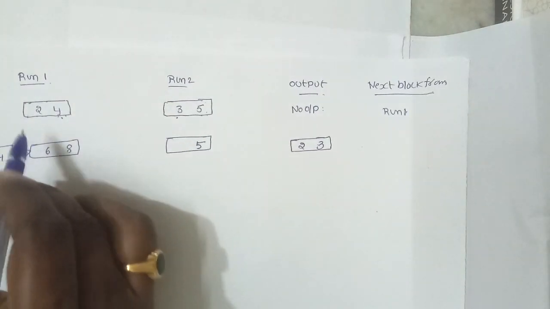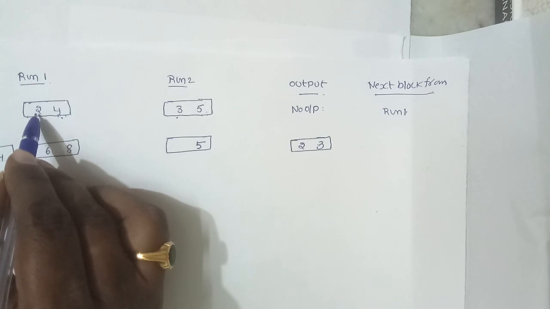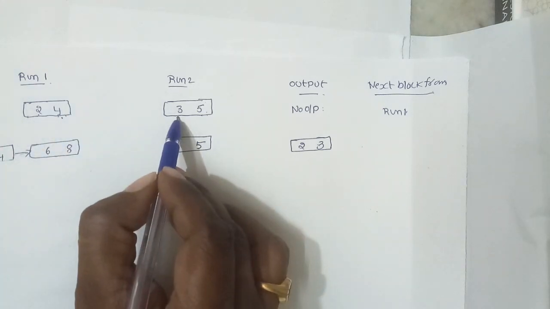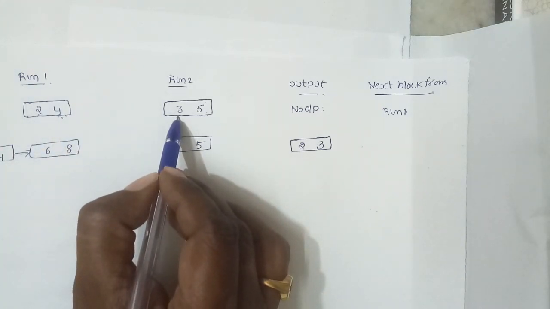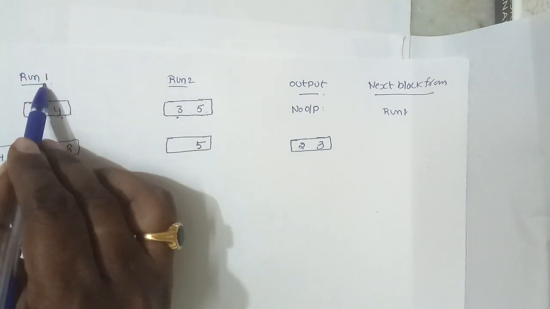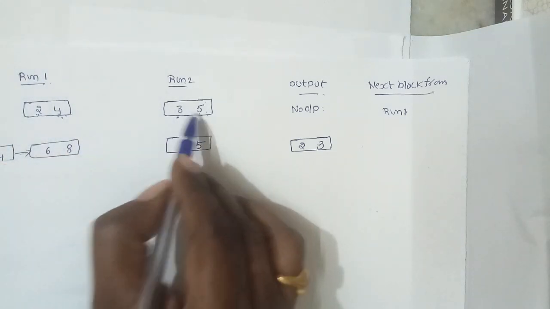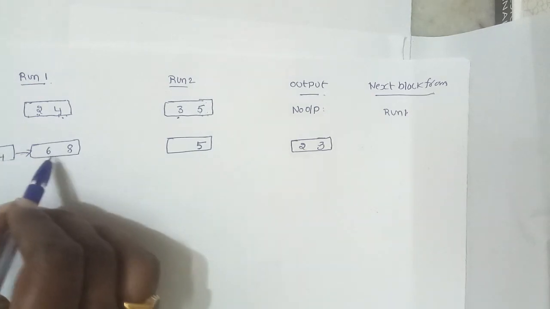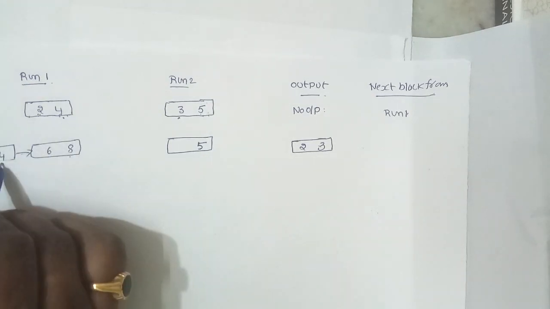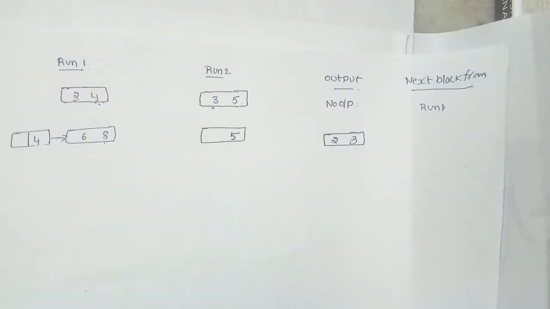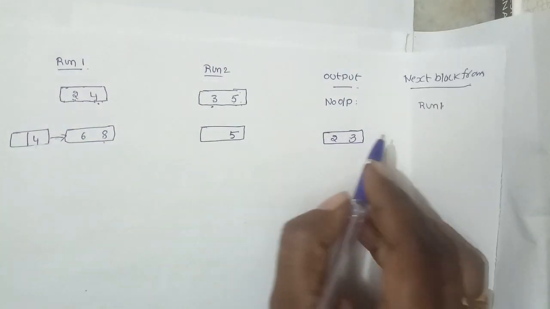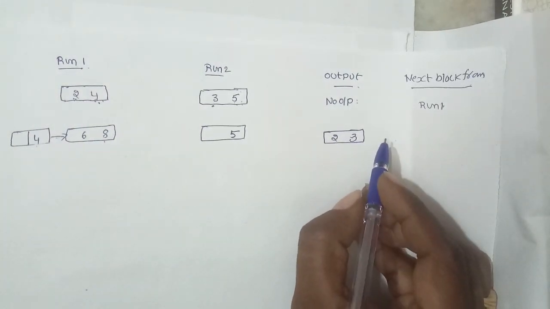Okay. So perform the merge operation between 2 and 3. At the same time, perform the read operation from run 1. Why is it from run 1? Among 4 and 5, 4 is the minimum one. So 6, 8 is read. 4 is already present in the queue.